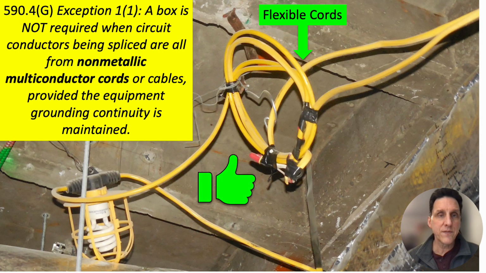All right, here's an example of some non-metallic flexible cords being spliced for temporary power, no box needed. And again, we could do the same for a feeder as well. This happens to be a branch circuit, but you see the splices there where the black tape is next to the green. Give that the thumbs up. Don't need a box on construction sites there.